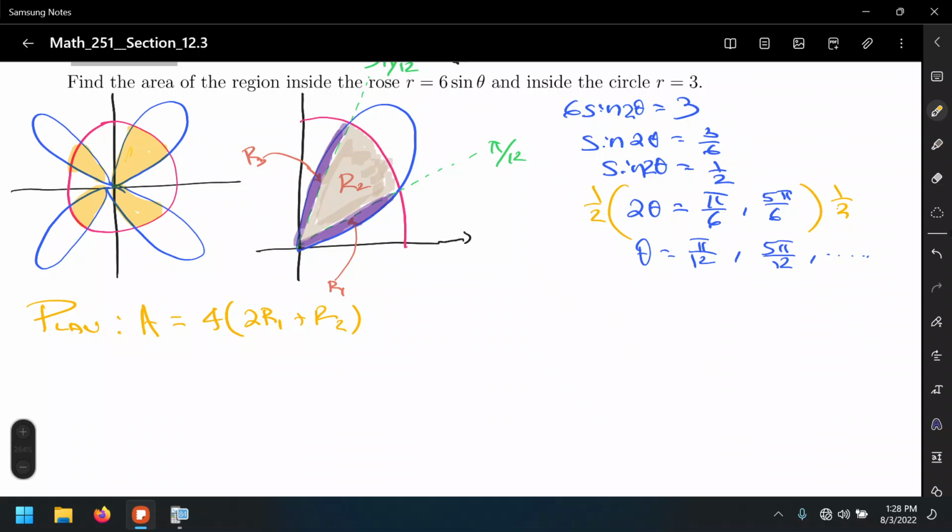So, number 1. R2. Well, actually, what do I have in here? Okay, I think. Okay, let's keep recording. So that means 4 times 2 times the area of region 1.